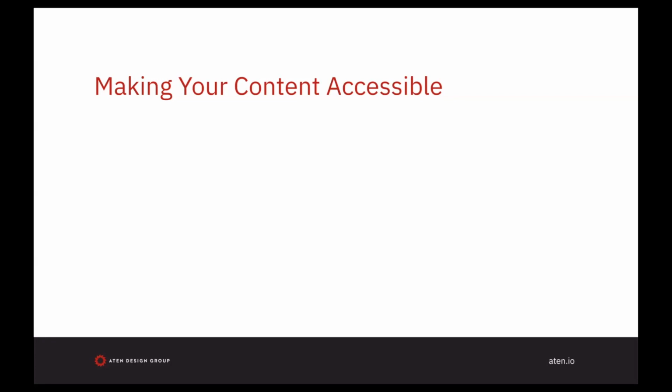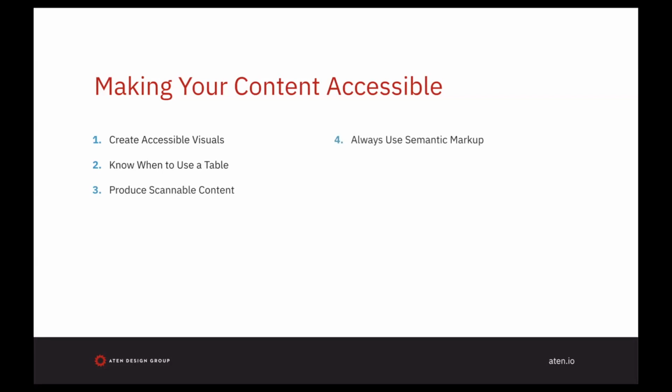To those that rely on assistive technology, who are blind or visually impaired, colorblind, those with cognitive issues, mobility issues, or auditory impairments. So let's take a look at the 6 important areas to focus on when creating accessible content. We want to make sure we create accessible visuals. We want to know when and how to use a table properly. We want to make sure we produce scannable content. We always want to use semantic markup. We never want to override the site's CSS, and we always want to make sure that we check our work.